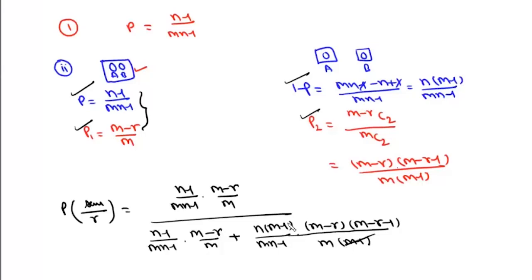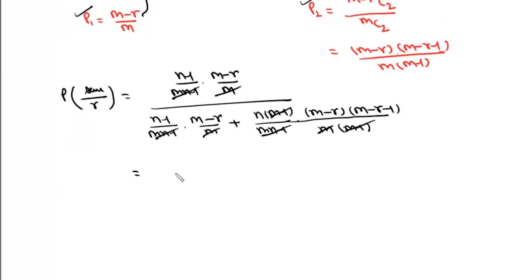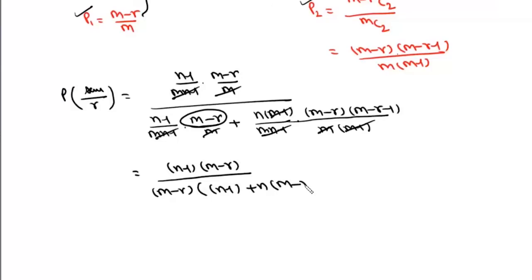Now here m minus 1 and m minus 1 will cancel. n minus 1 and m, it will also cancel. So this required probability will be n minus 1 into m minus r, and in the denominator we take m minus r common, and then we will have n minus 1 plus n into m minus r minus 1. Now m minus r will cancel.